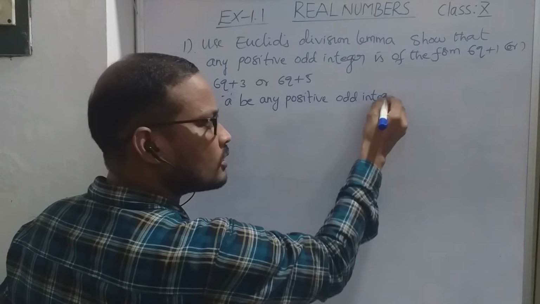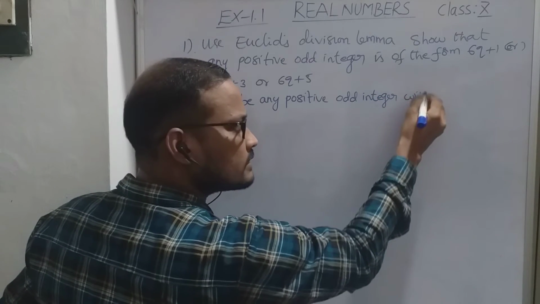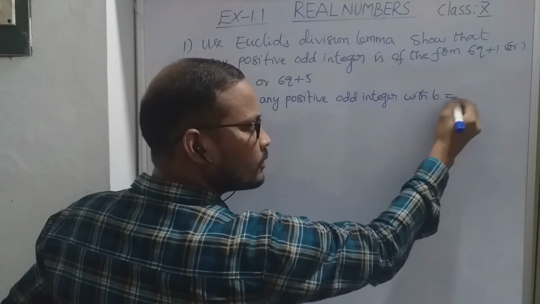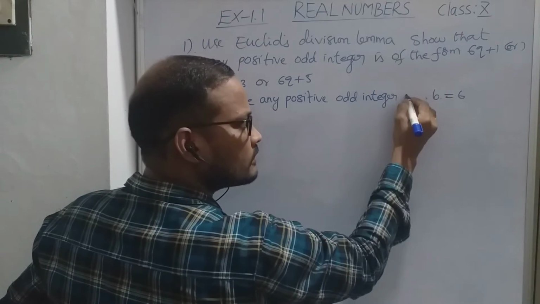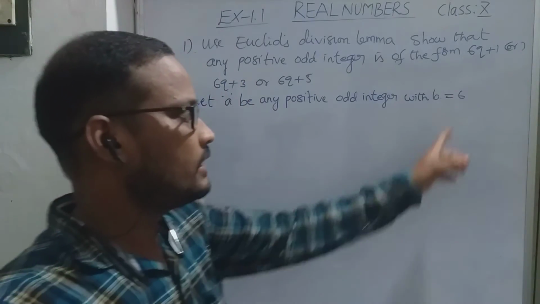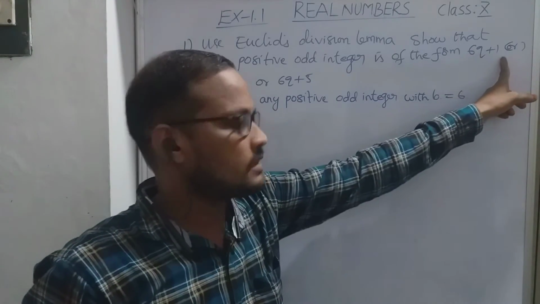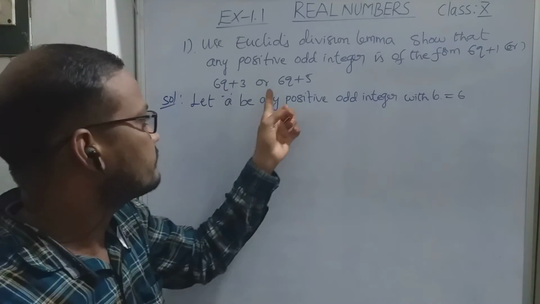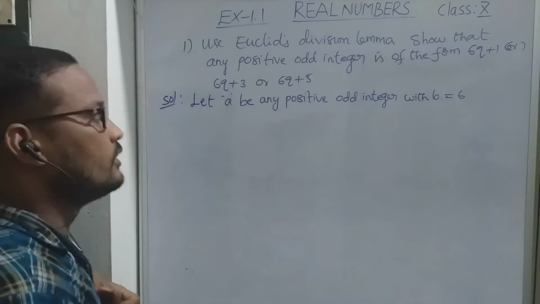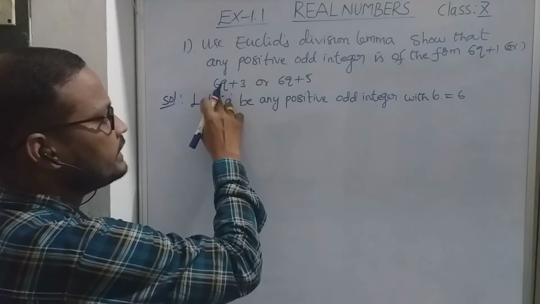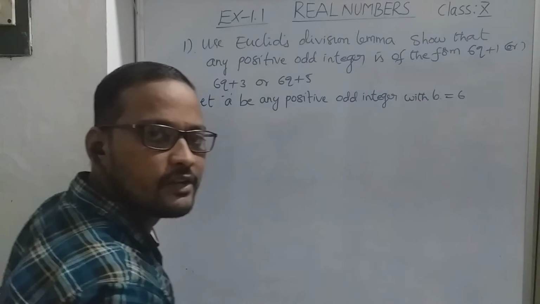Any positive odd integer with b equal to 6. Why do you take 6 here as the b value? Because it is in the form of bq plus r. It is also in the form of bq plus r. That's why you have to take the b value as 6. Here bq shows b in place of 6, so take the b value as 6.